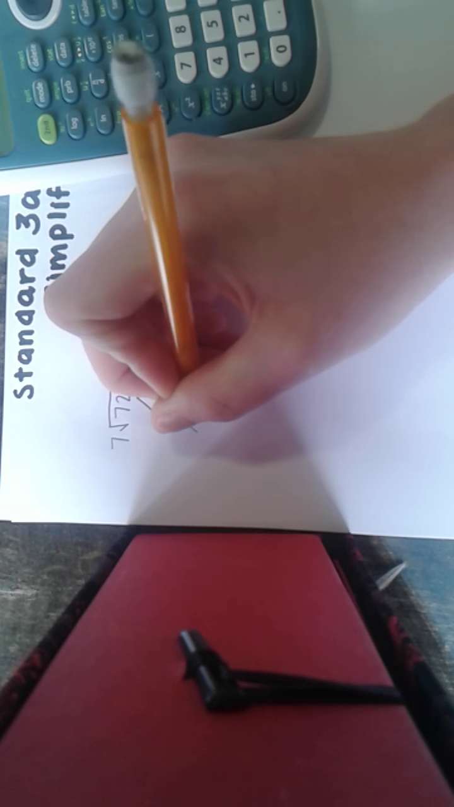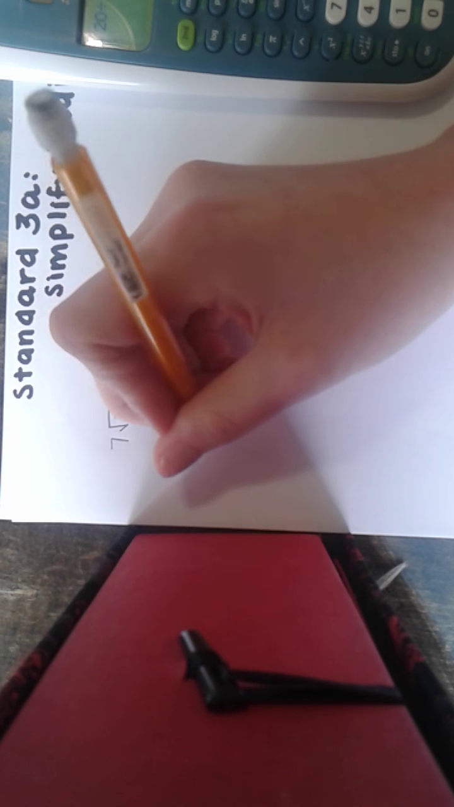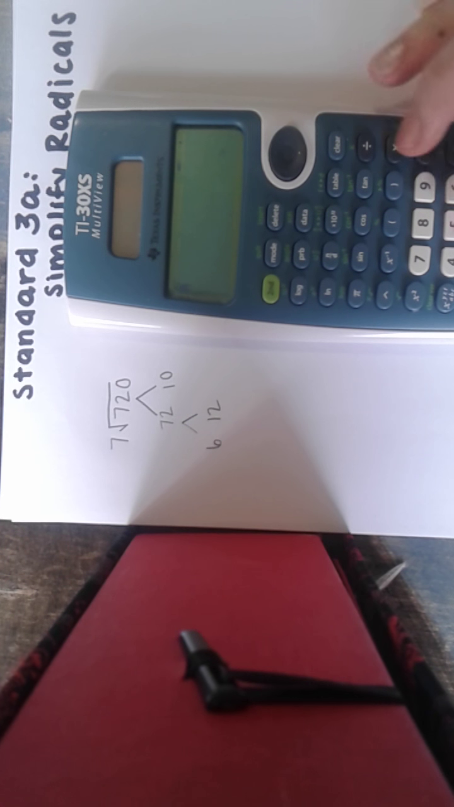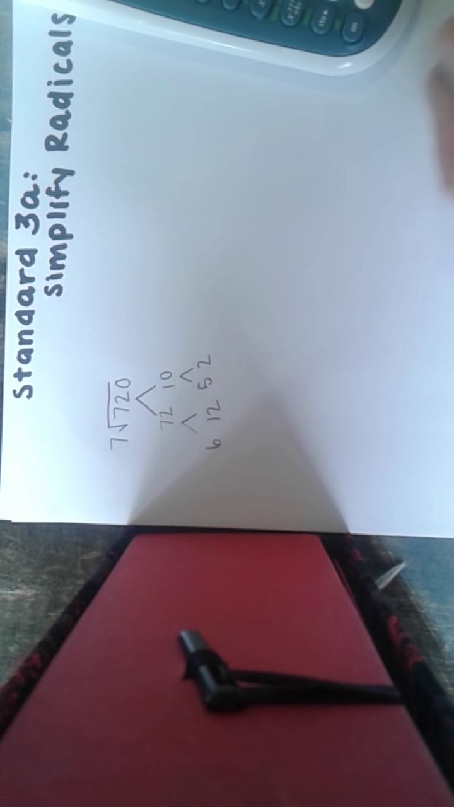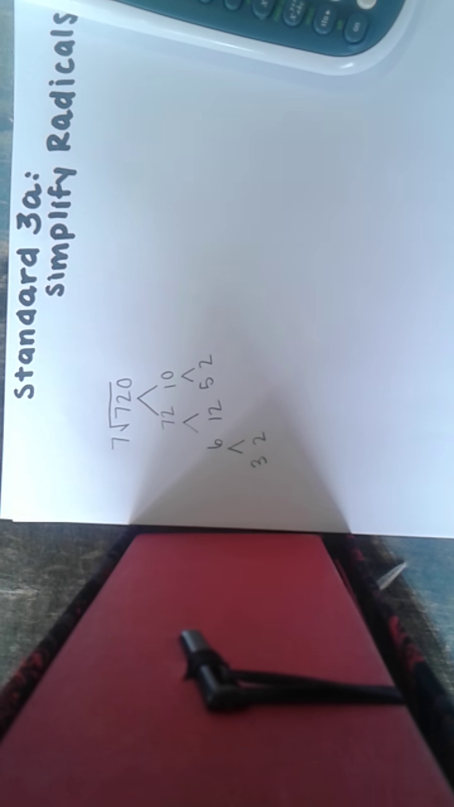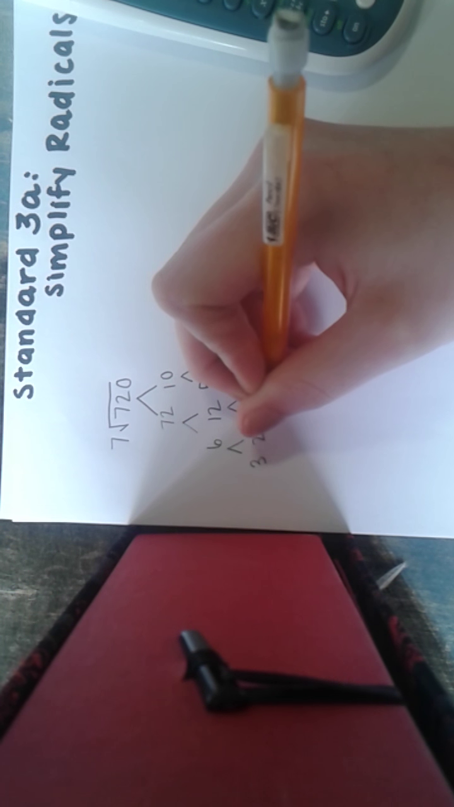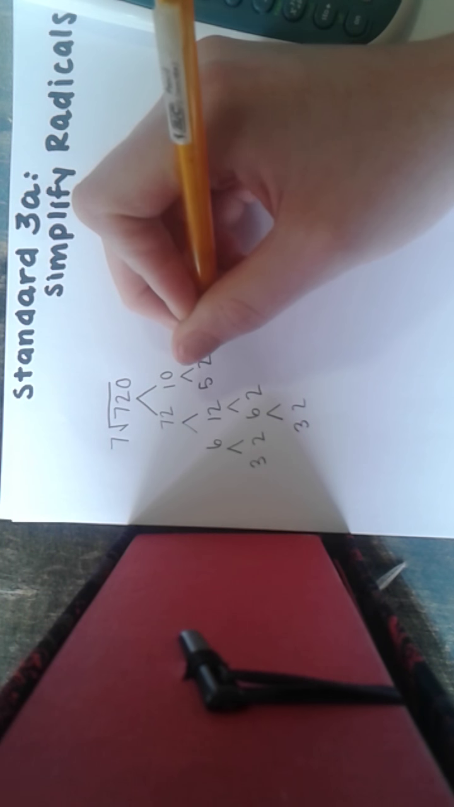So 72, if you don't know a factor of 72, I just happen to know 6 and 12 equal 72, but we can check that. Yep. Okay, and then 10, we can do 5 and 2. So these numbers can still be factored. So 6 can be 3 and 2. We can't factor anymore. 12 can go to 6 and 2, and then again 6 can go to 3 and 2. And 5 cannot be factored anymore, and neither can 2.